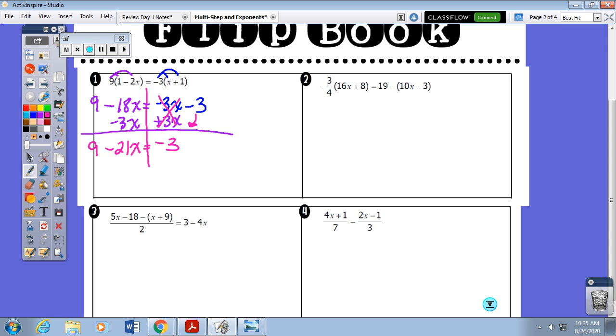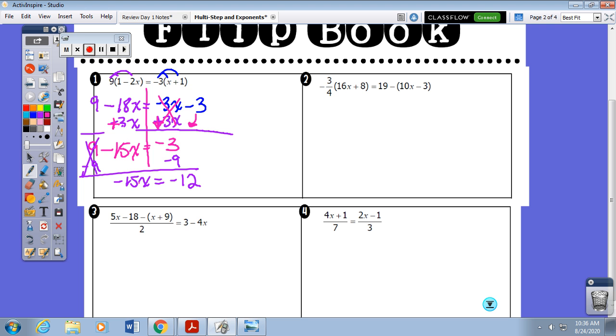I'm sorry, I was supposed to add there. See, look at there. Mistakes can be made. So I added here, I have to add here. It should be minus 15x. Quick correction there, sorry about that. Okay, keep going. Subtract 9 from both sides. 9 minus 9 is 0. Negative 15x equals negative 12.